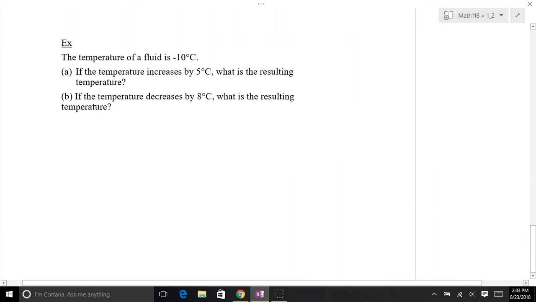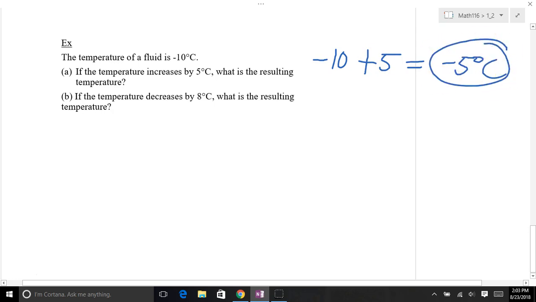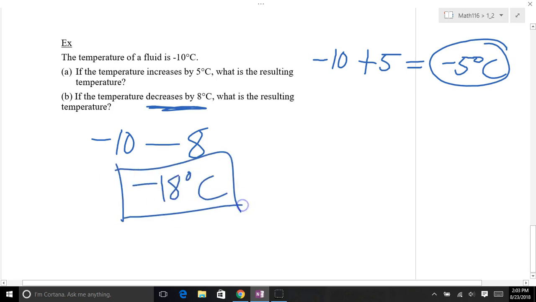The temperature of a fluid is -10, but it increases by 5. So you're at -10 degrees Celsius, but you increase by 5, right? Getting warmer. What's the resulting temperature? -5 degrees Celsius. If the temperature decreases by 8, so we're already at -10, but this time we're decreasing by 8, so we're getting colder. We're going to end up with -18 degrees Celsius. All right, if you want to try that as classwork, that'd be great.